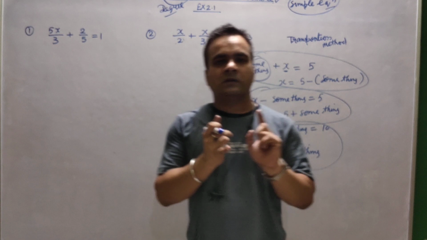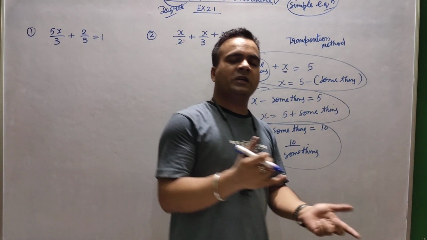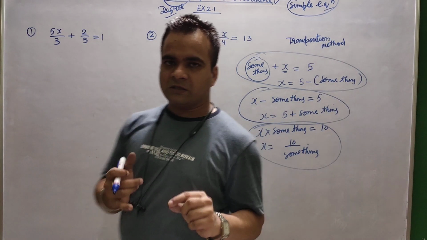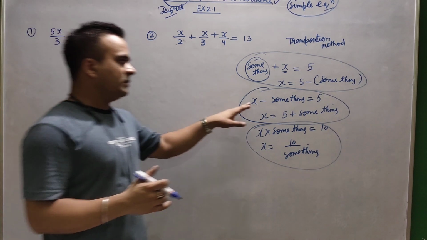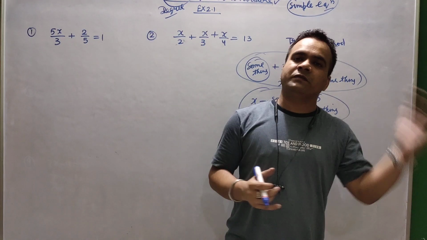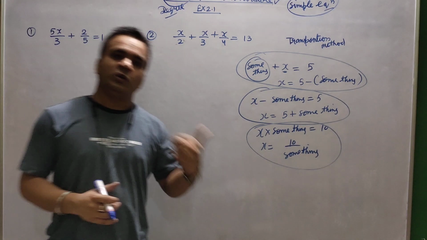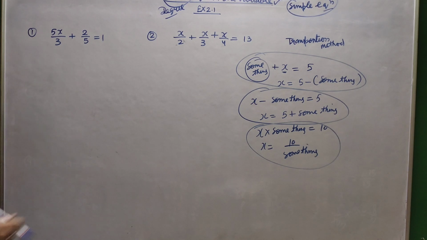Plus will shift in subtraction; the subtraction part will go there in plus. If any number is multiplied with x, it will shift there in divide. If any number is divided with this x, it will shift there in multiply, in the numerator. Multiply in numerator, right? So, okay, we are doing this question.